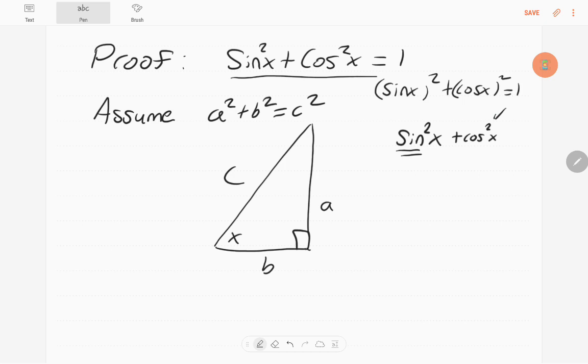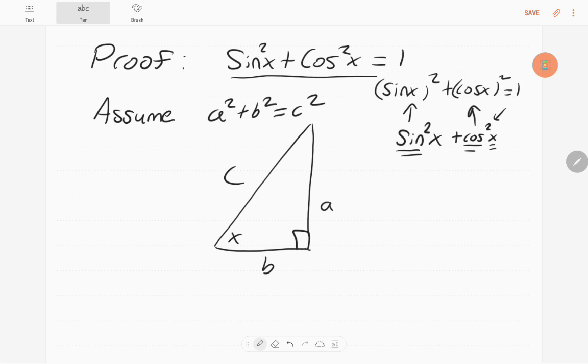So if you see that 2 and it's in between the cosine and the x, just know that what it's saying is sine of x all squared, cosine of x all squared. What we're going to prove is that if I take sine of x and I square it, and I add cosine of x squared, I will get 1. That's what I want to prove to you. To start, I want you to see that it looks a lot like the Pythagorean theorem, a squared plus b squared equals c squared. So our end goal is to get sine of x squared plus cosine of x squared equals 1.